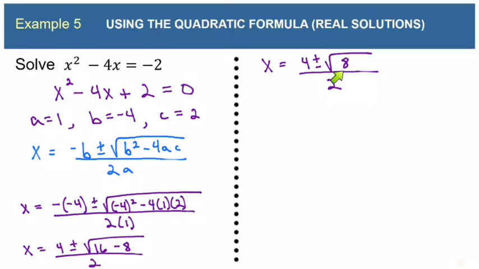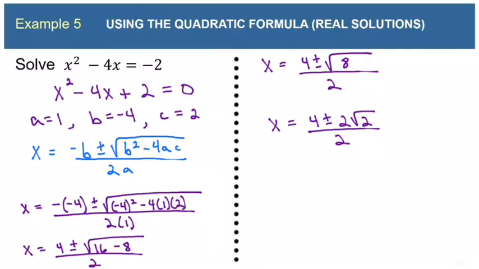Remember that 8 is 4 times 2, so the square root of 4 is 2. We'll end up having here 4 plus or minus 2 square root of 2 over 2. Now notice that in the denominator we have a factor of 2. And notice that in the numerator we could factor out a 2. In other words, this term and this term and this term all can be divided by 2. And so we should do that.